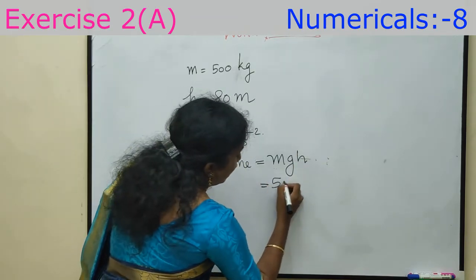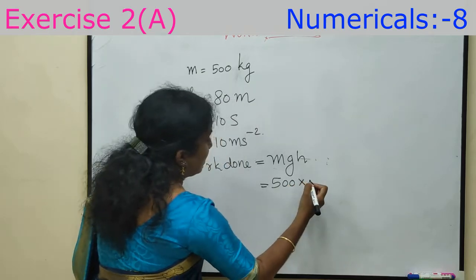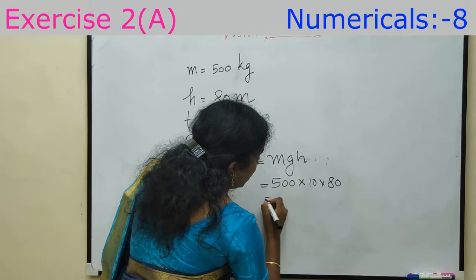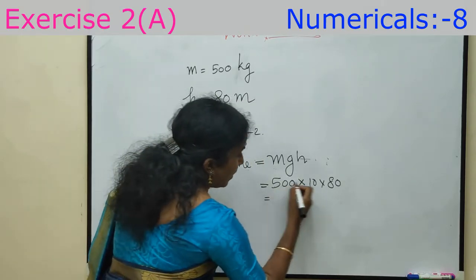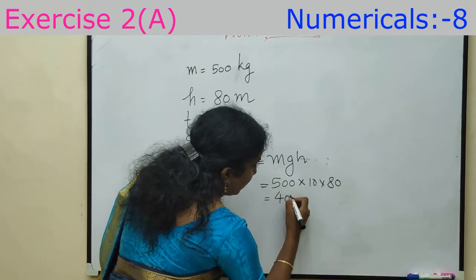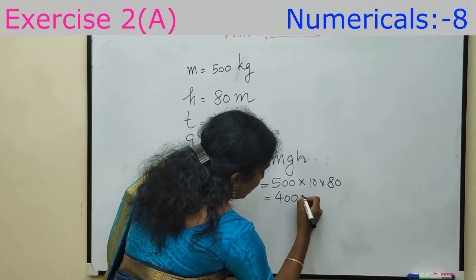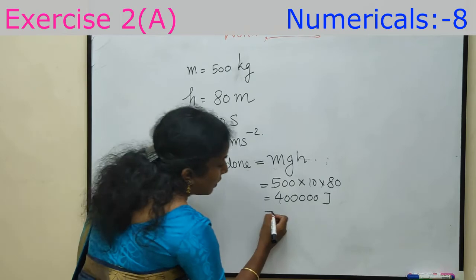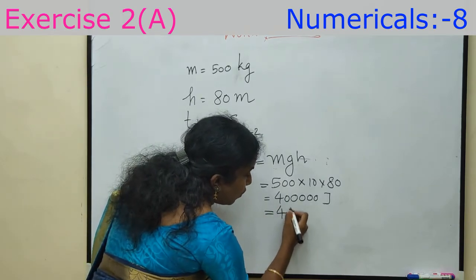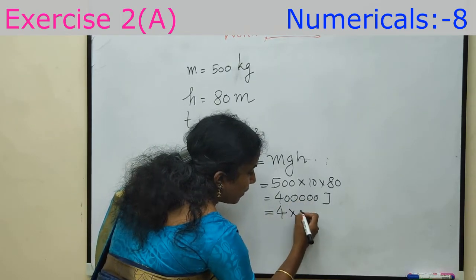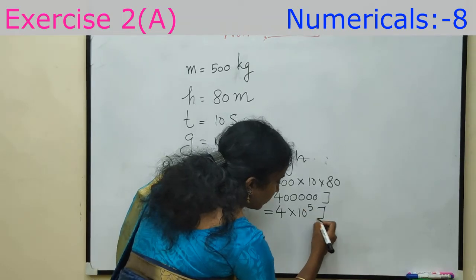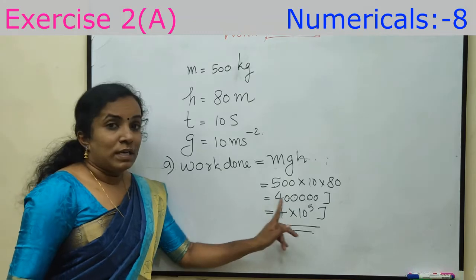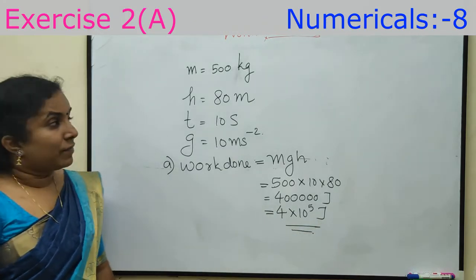M is 500, mass is 500 kilogram, g is 10 and h is 80. So it is 8 fives are 40, then 4 zeros. Can be written as 4 into 10 raised to 5 joule. So, work done is 4 into 10 raised to 5 joule.